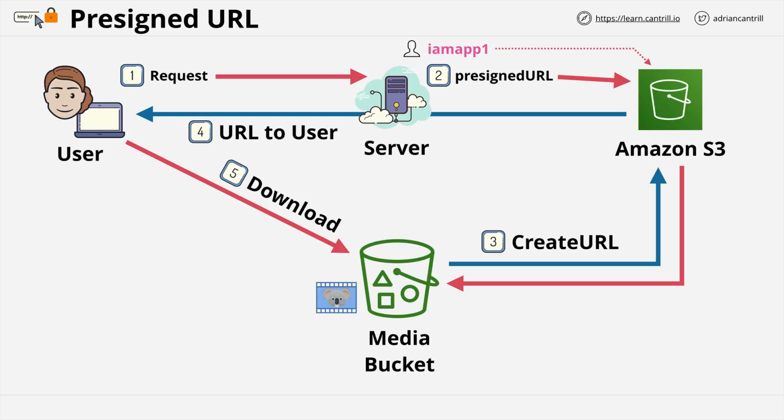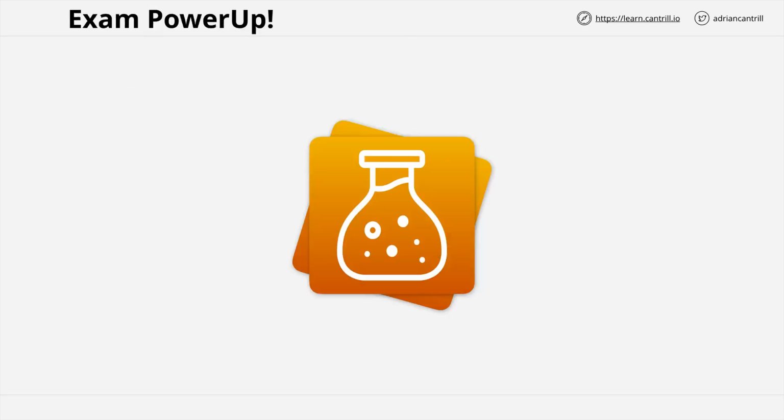Pre-signed URLs can be used to access an object in a private S3 bucket with the access rights of the identity which generates them. They're time limited and they encode all of the authentication information needed inside. They can be used to upload objects and download objects from S3. Now I want to show you this in a demo because it's far easier to actually do it. But before we do that, I want to step through some exam power-ups.